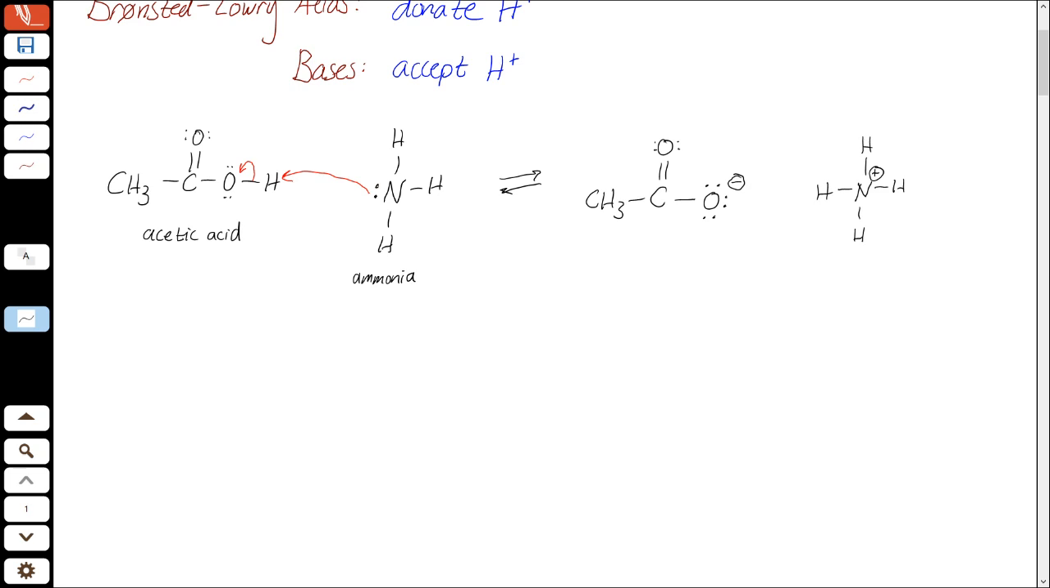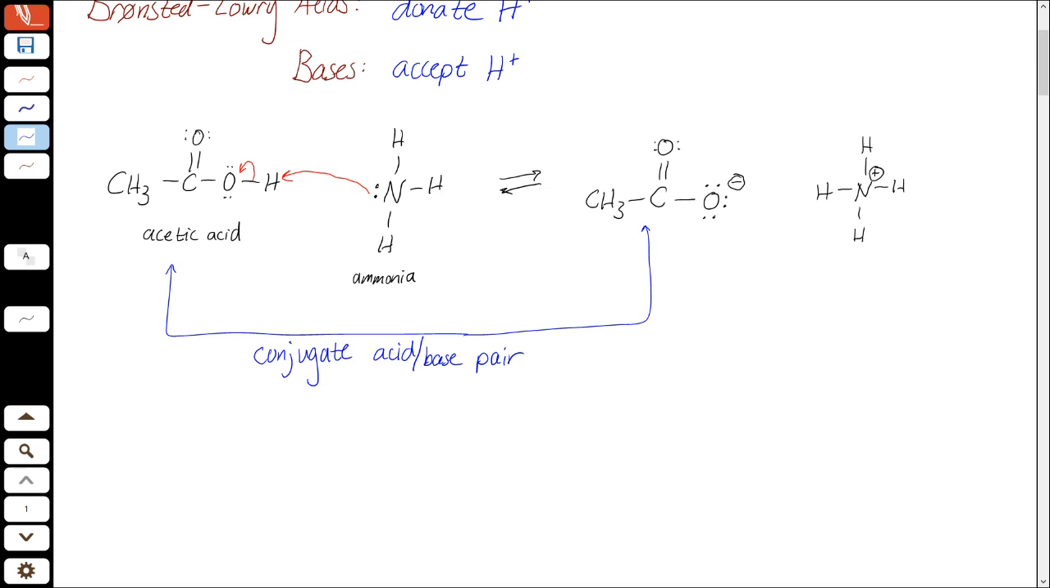Acid-base reactions are reversible. So we're not always going to be looking from left to right. We want to look at the reaction as a whole that can go both ways. We want to make a conjugate acid-base pair. So in this case, the conjugate acid-base pair is the acetic acid and the acetate. The conjugate acid is the acetic acid and the conjugate base is the acetate.